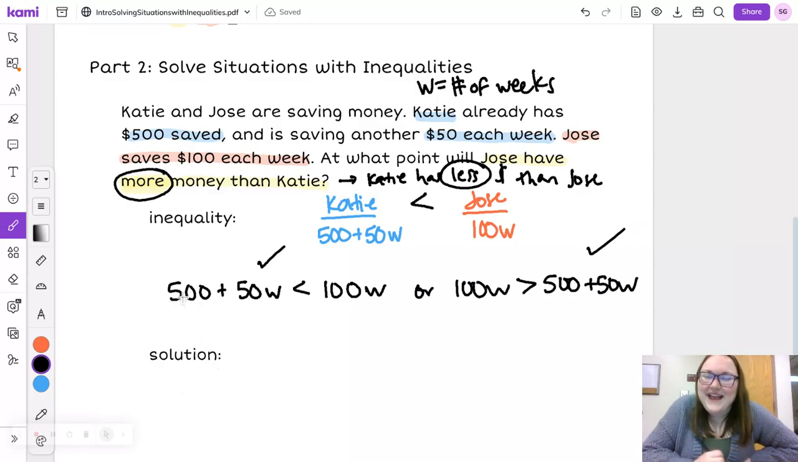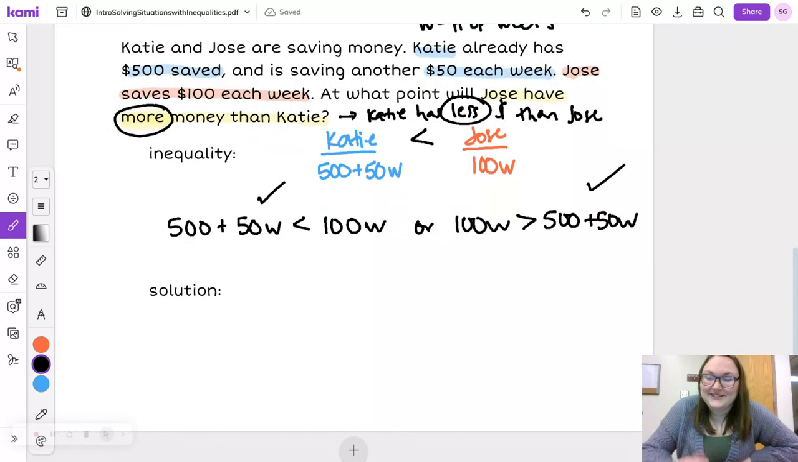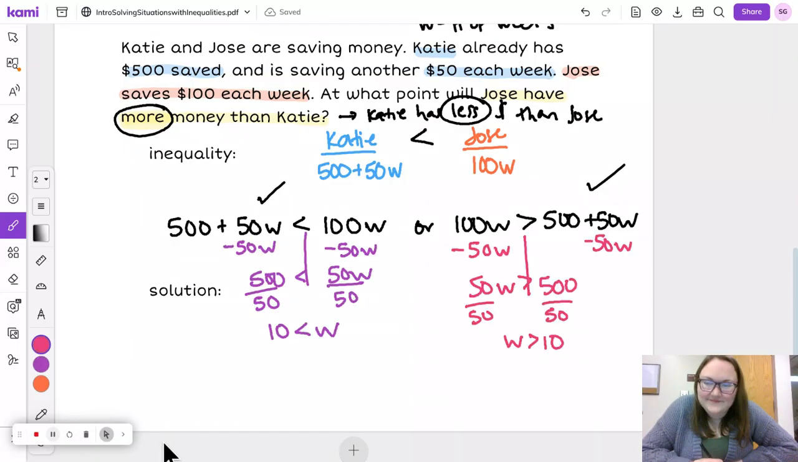So at this point we have our inequality. The rest of this is just solving this inequality. That's what we learned in yesterday's lesson. So one last time, pause this video and solve this inequality. So I went ahead and I solved both. You do not need to solve both. But I did just to show you, it doesn't matter what order you write it, you get the same result.